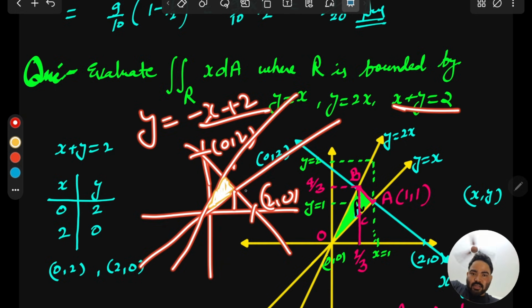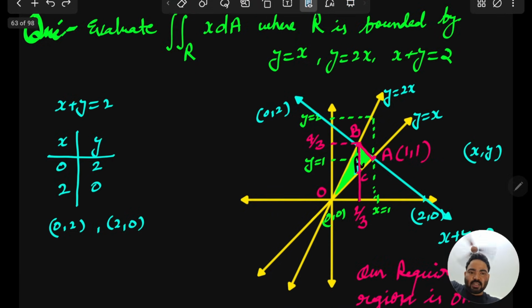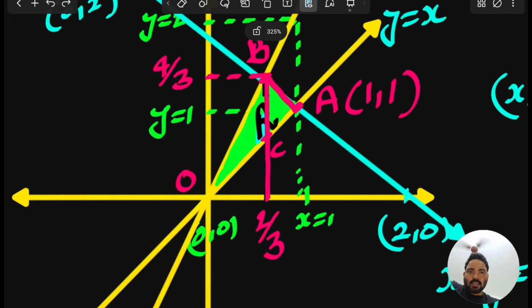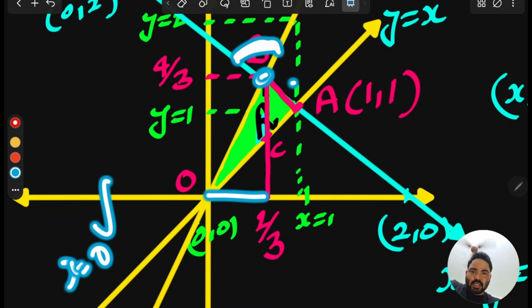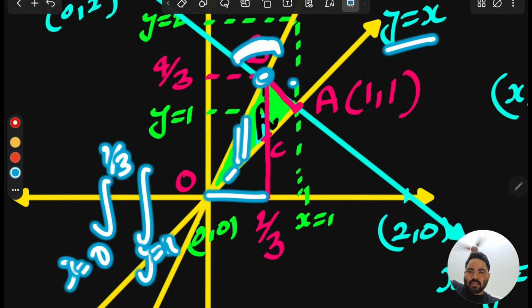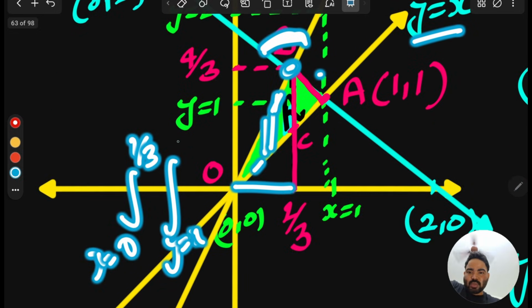So how can you find the integral here? If you go to find the integral, there is a problem you can face. Let me show you. From here to here, x is moving from 0 to 2 by 3, which you can find by solving these two lines. If you draw the vertical strip, then y is moving from the line y equal to x up to the upper side, which is the line y equal to 2x, in this region.